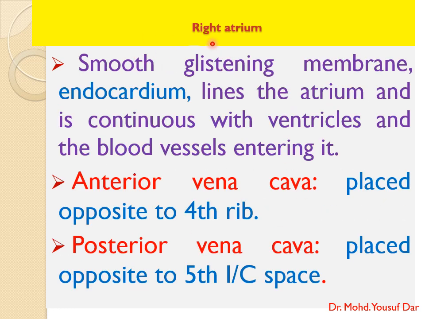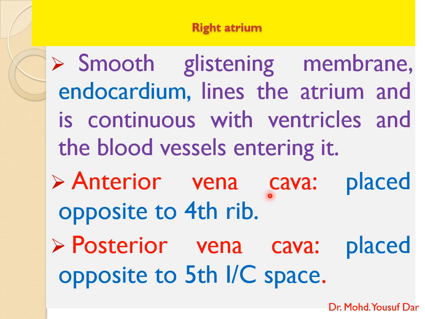The internal structure of the right atrium. The right atrium is lined with a smooth gelatinous membrane that is known as endocardium. The endocardium lines the atrium, and it is continuous with the ventricles as well as the blood vessels that enter the right atrium. The anterior vena cava is placed on the dorso-anterior aspect of the sinus venosus, and it is placed opposite to the fourth rib.